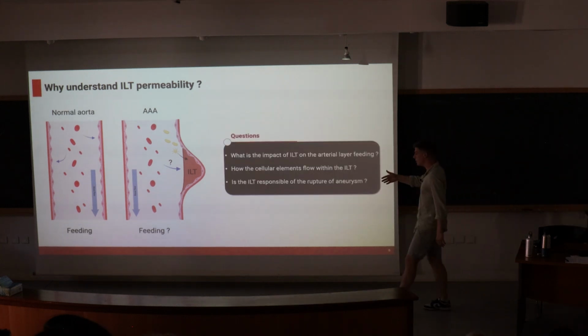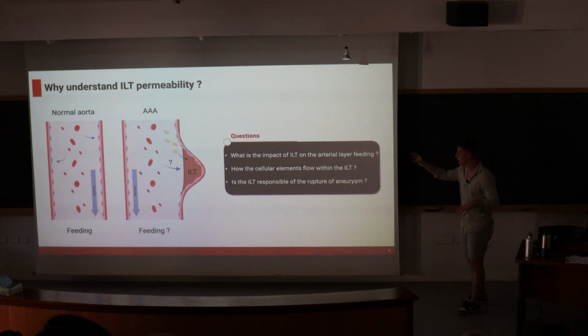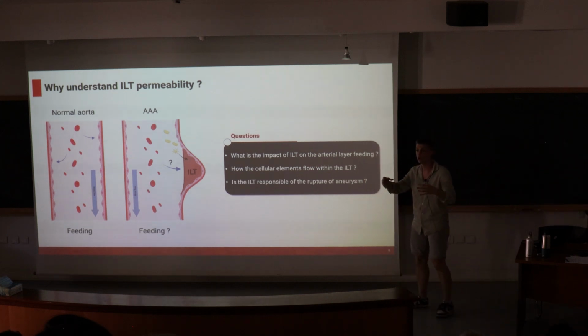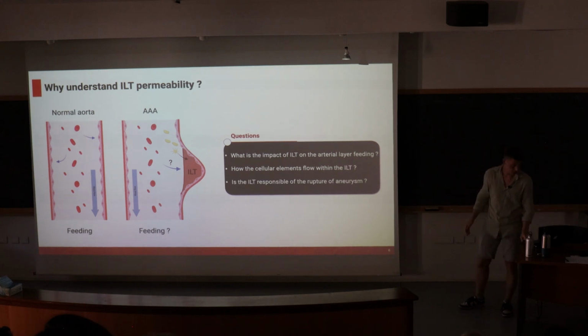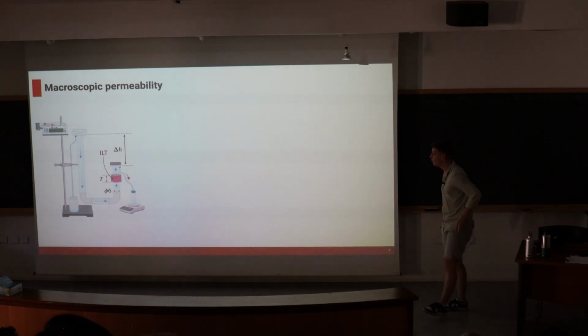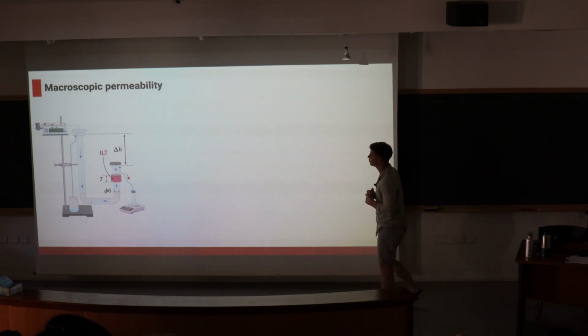We can also think about how the cellular elements can flow within the thrombus, and whether this thrombus is responsible for what we call rupture of the aneurysm, meaning the breaking of the vessel. So to answer this, we built a homemade permeameter setup in order to measure the microscopic permeability.